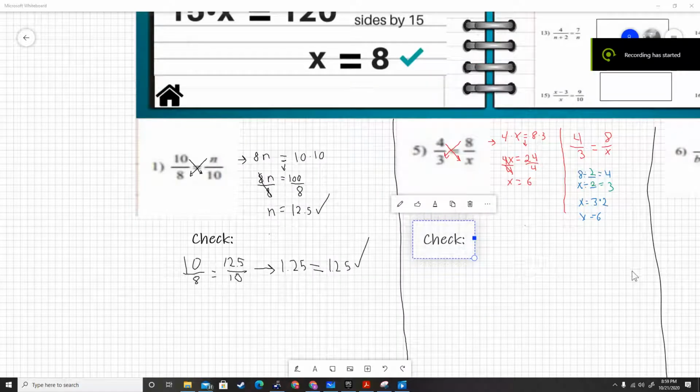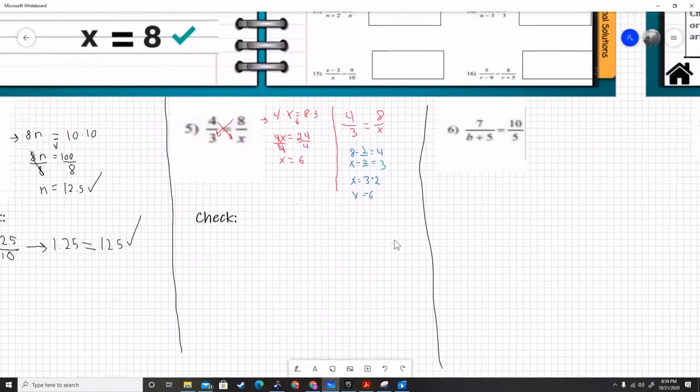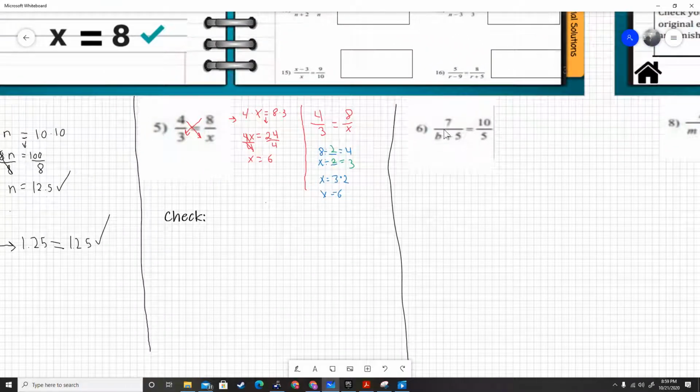Alright everybody, we're going to work on a little more difficult problem with number 6. But before we do that, I forgot to check on the last one. If you were a little curious to see if your math was correct, I do have 4 over 3, and that's equal to 8 over 6.